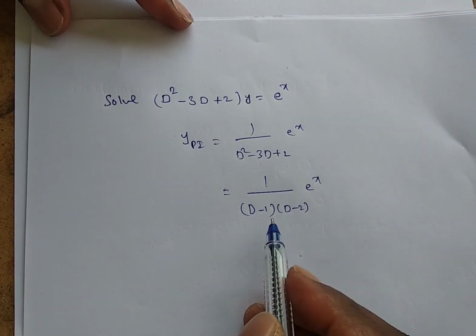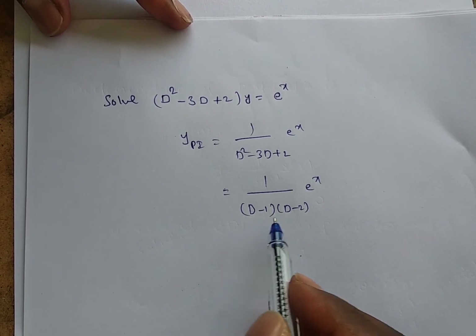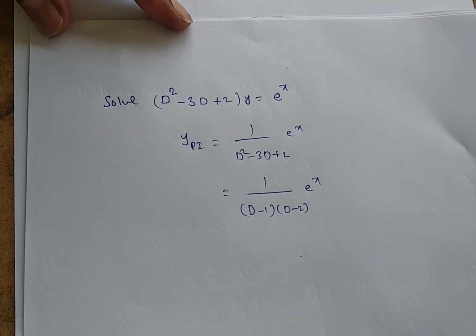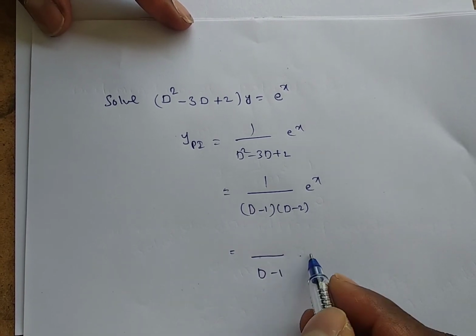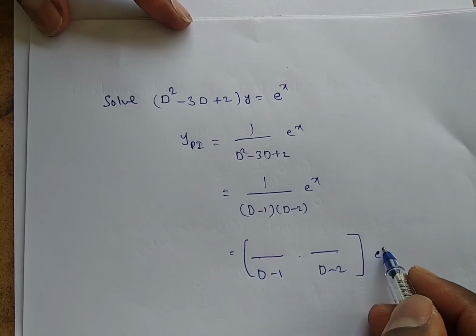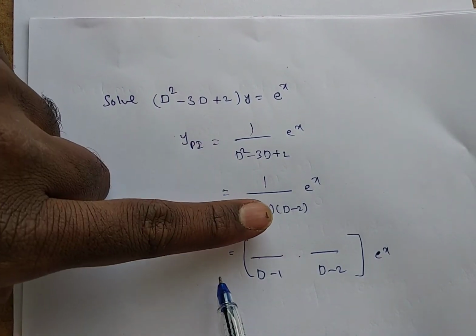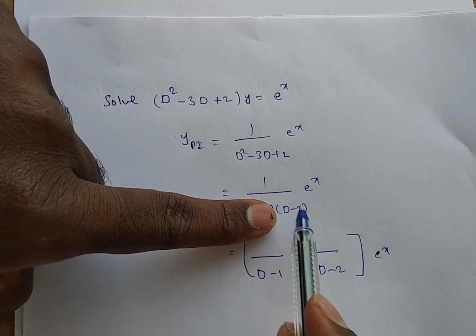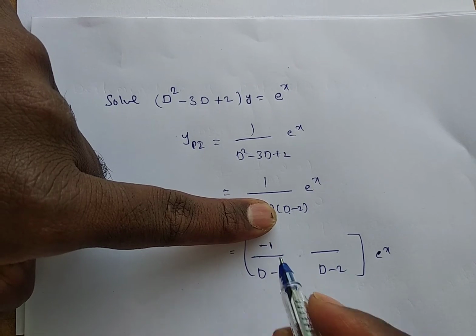Next, here you see, we have actually learned only D minus a or D plus a, but here you have a product of these two. So go for partial fractions. Write down D minus 1 first, and D plus 2 here. To get the constants, put D equal to 1 in the above equation. If we substitute D equal to 1, 1 minus 1 means minus 1, so 1 by minus 1 gives minus 1.